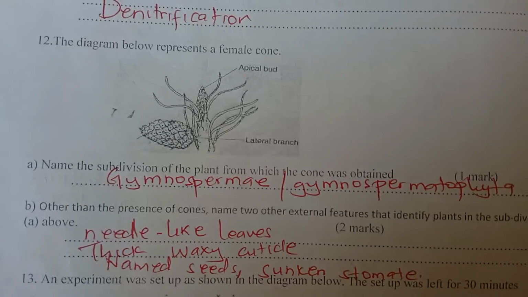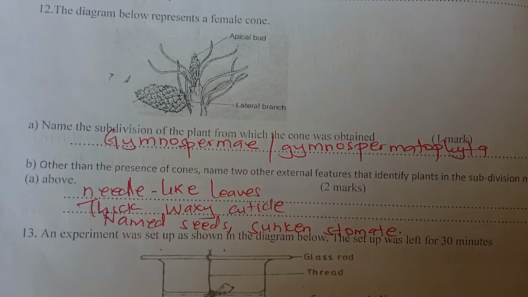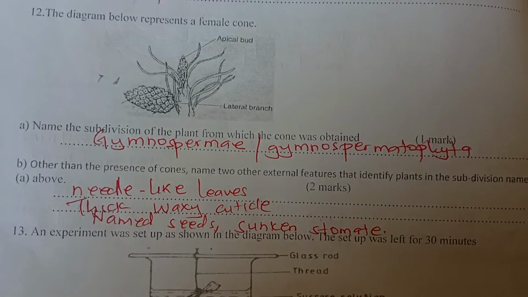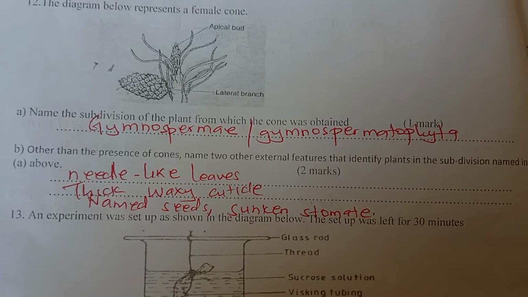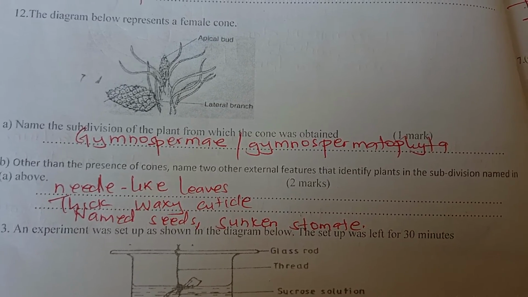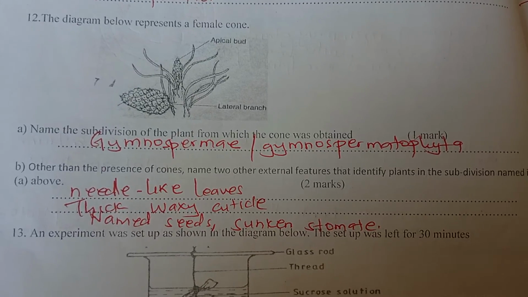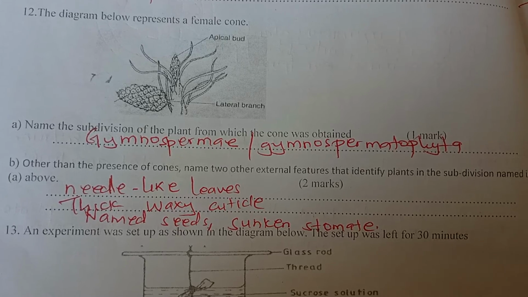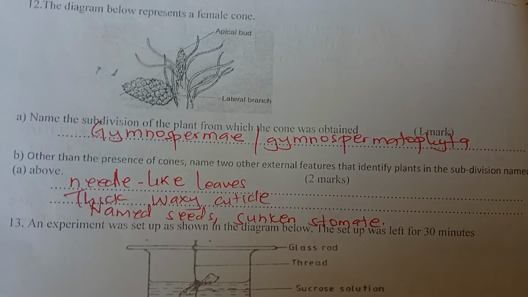The diagram shows a female cone. You are told to name the division or subdivision from which the cone was obtained. It's definitely gymnospermae or gymnospermatophyta. Other than the presence of cones, name two other external features that identify plants in that subdivision. It's the presence of needle-like leaves, thick waxy cuticle, and then sunken stomata.